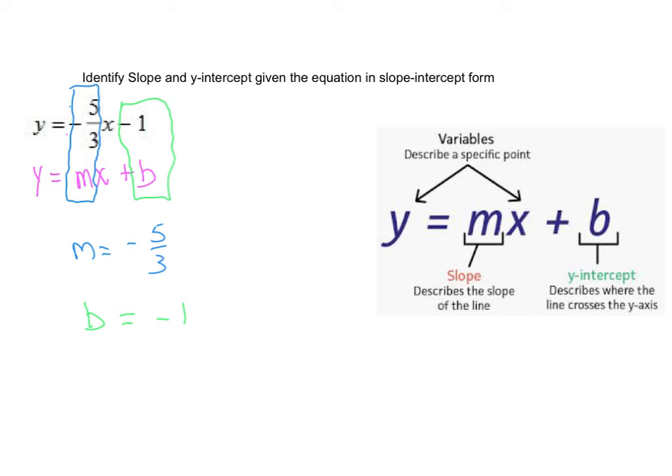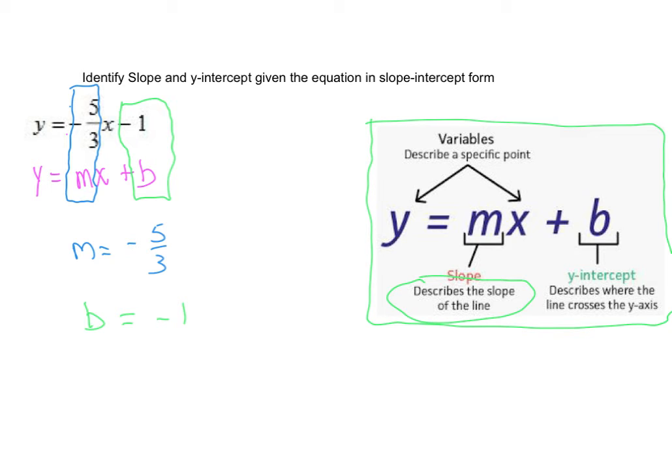You want to make sure you write all of this down to help you remember slope-intercept form. And you want to write down what the slope describes about the line. Are we going uphill, downhill? Are we remaining constant? And the y-intercept describes where the line crosses the y-axis.